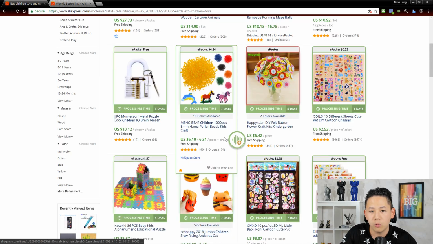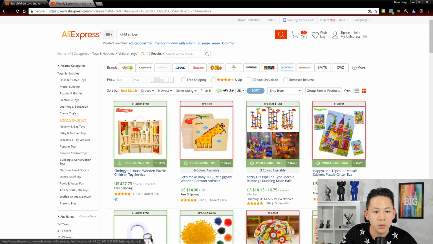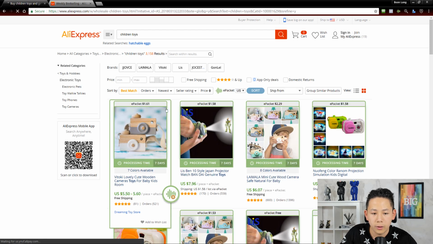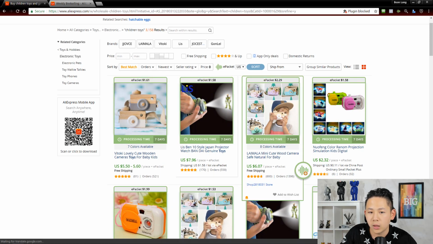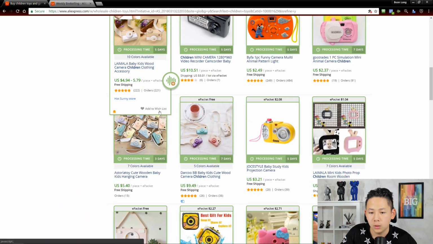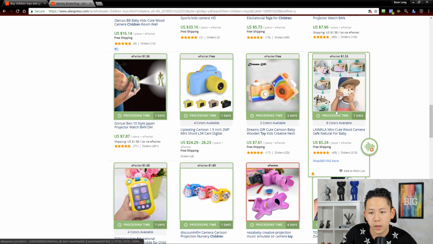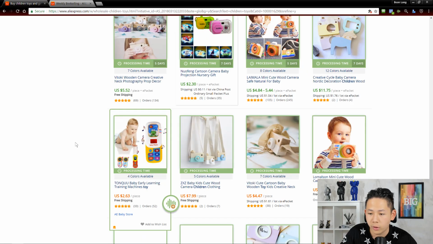So what can you do over here? Instead of going through blindly on such a big niche, you can go into subcategories, like as you see here. So let's say I'd like to go into electronic toys. Let's check it out. Alright, so over here you can see some wooden cameras, which look pretty cool to me as well. Yeah, pretty much just cameras here.